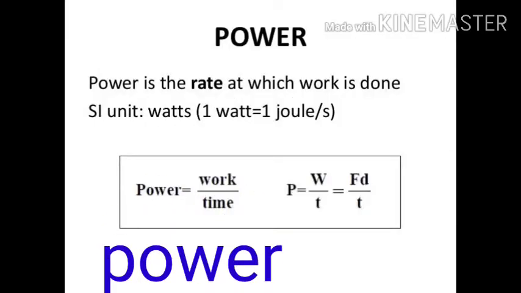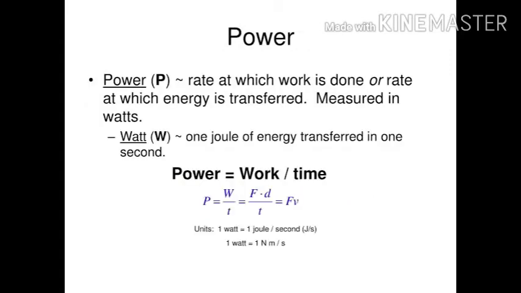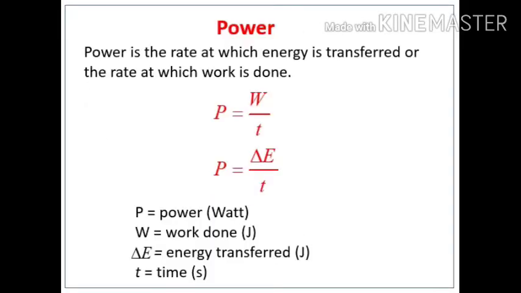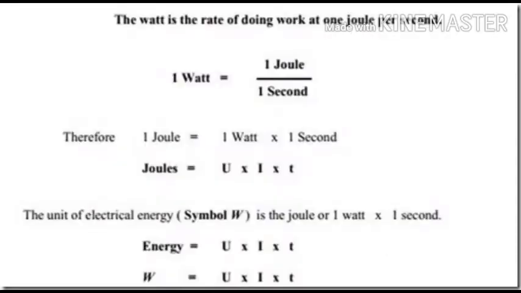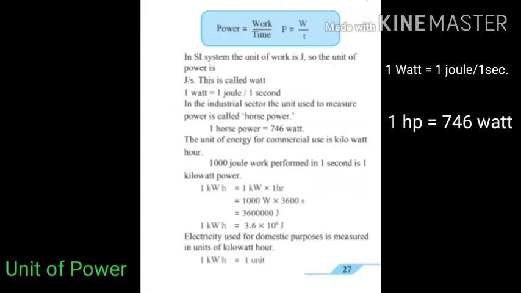Next point is power. Power is the rate at which work is done. Power is equal to work divided by time, that is equal to W divided by t. If W amount of work is done in time t, then P is equal to W divided by t. The unit of power in the SI system is watt. 1 watt is equal to 1 joule per 1 second. In the industrial sector, the unit used to measure power is called horsepower. 1 horsepower is equal to 746 watt.